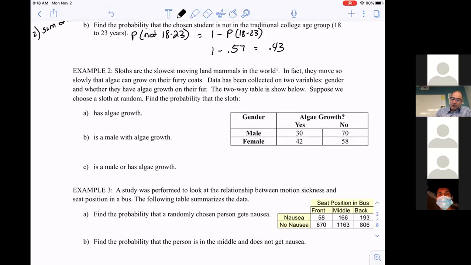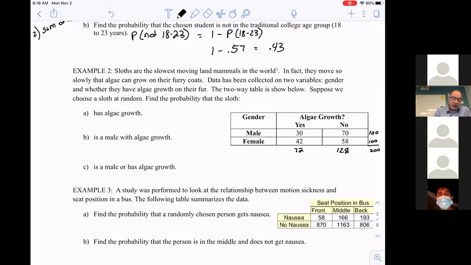So first of all, we need to have some totals here. We have 100 male sloths, and it looks like we have 100 female sloths, so a grand total of 200 sloths in our table. If we add down, I have 72 that had algae, and 128 that do not have algae. Most of the time, we're going to need totals in order to make a calculation here.